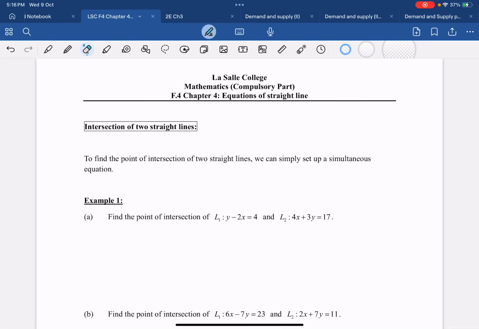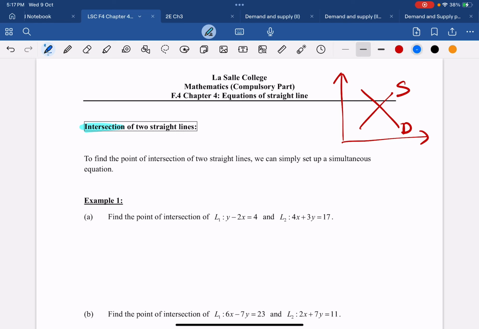So yesterday we talked about how to find the areas of triangles. And today we're going to talk about intersections of two straight lines. For example, if you have studied economics, this is a demand curve, and this is a supply curve. So we want to find the intersection between these two straight lines, I mean the demand curve and supply curve.